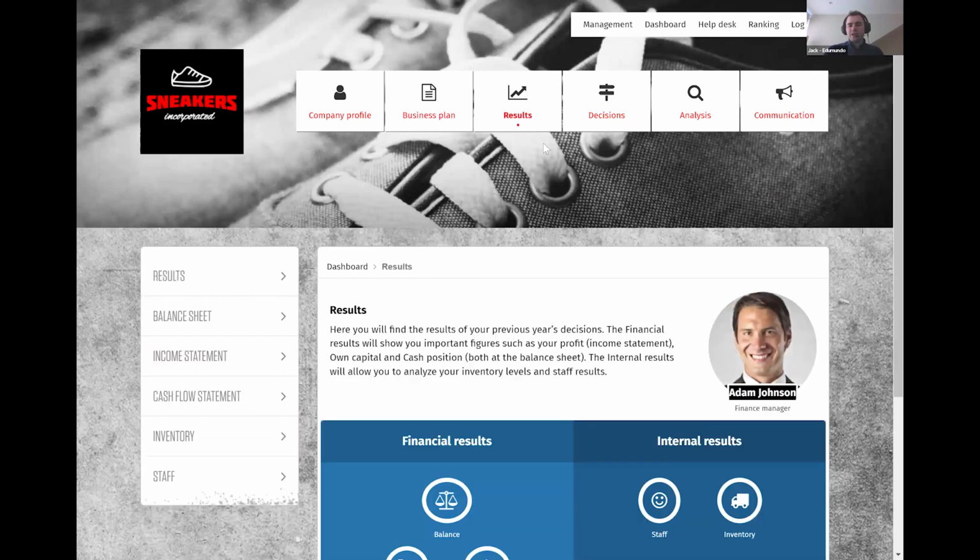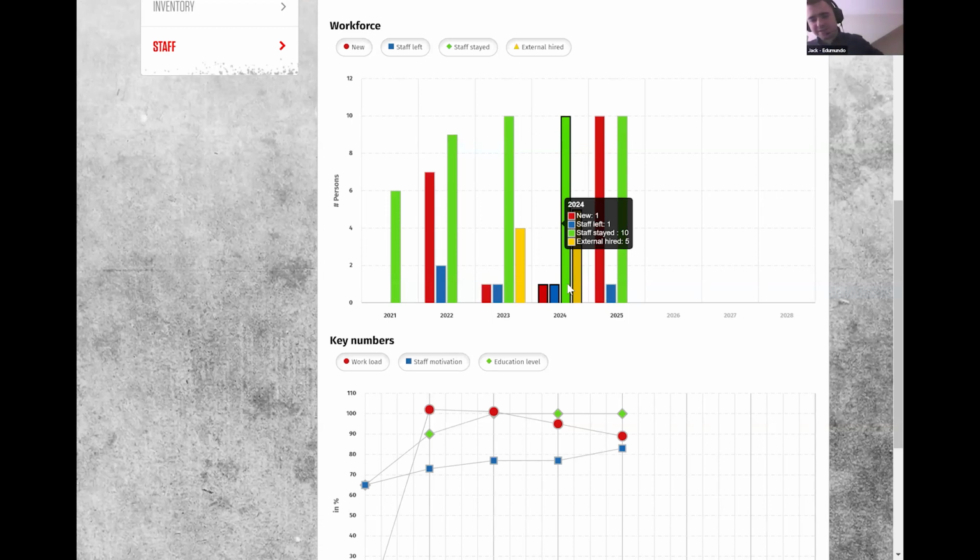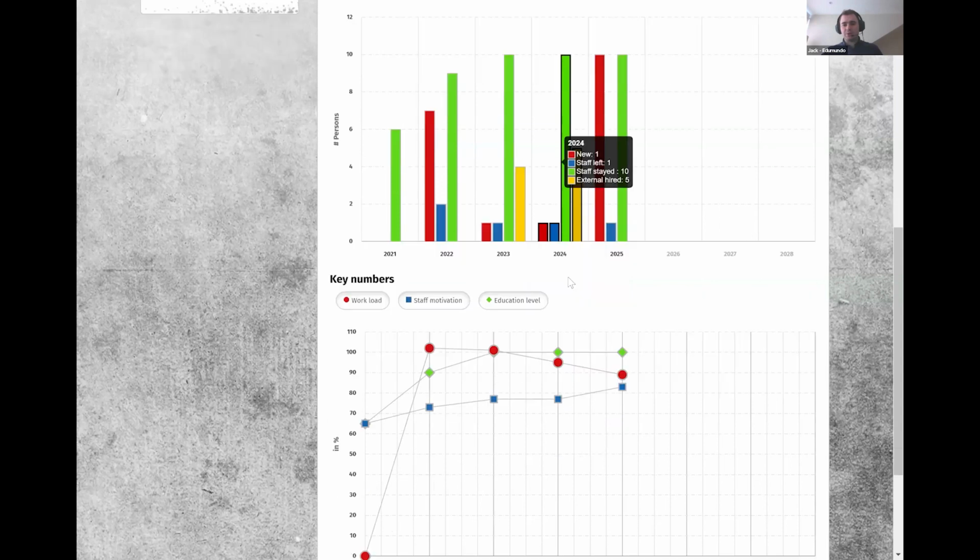The final thing that I'll be going over is the staff results, where here you can see how many staff have been hired, left, stayed, but also in yellow, these external employees. These external employees will be automatically hired based upon workload levels and the amount of demand you're experiencing, and whether or not you have enough staff members that you've hired yourself. If you haven't hired enough staff, they will automatically be brought in, and they are twice as expensive and only 70% as effective as staff you hire yourself. So it's really important you try and minimize this number as much as possible.